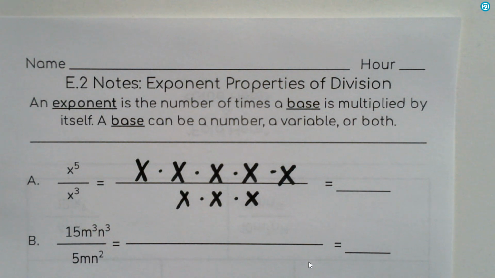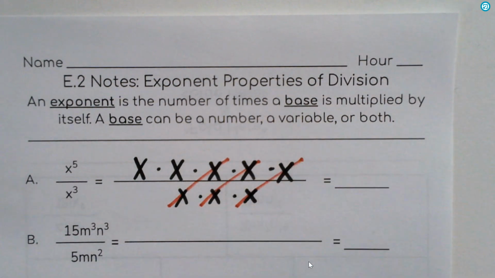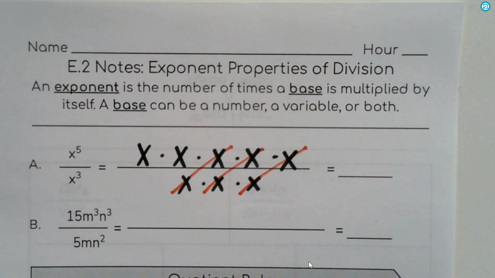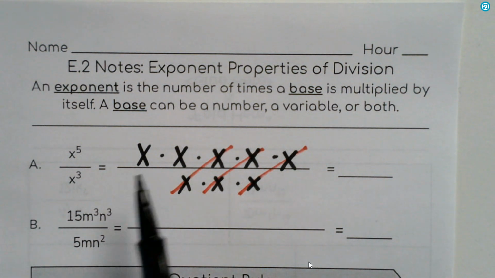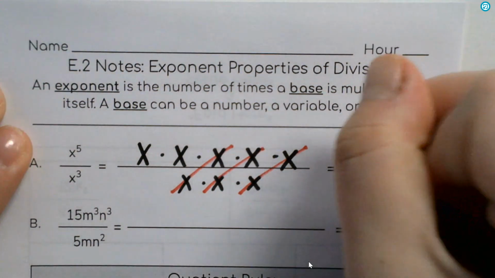When we have a problem that is completely multiplication on top of a fraction and completely multiplication on the bottom of a fraction, we can cancel things out. X over x equals 1, so that's why we're able to cancel things out. So I'm able to write here, cancel out 1, 2, 3 of my pairs of x's. Once I've canceled those out, that leaves 2 x's behind. So my answer here is x squared.